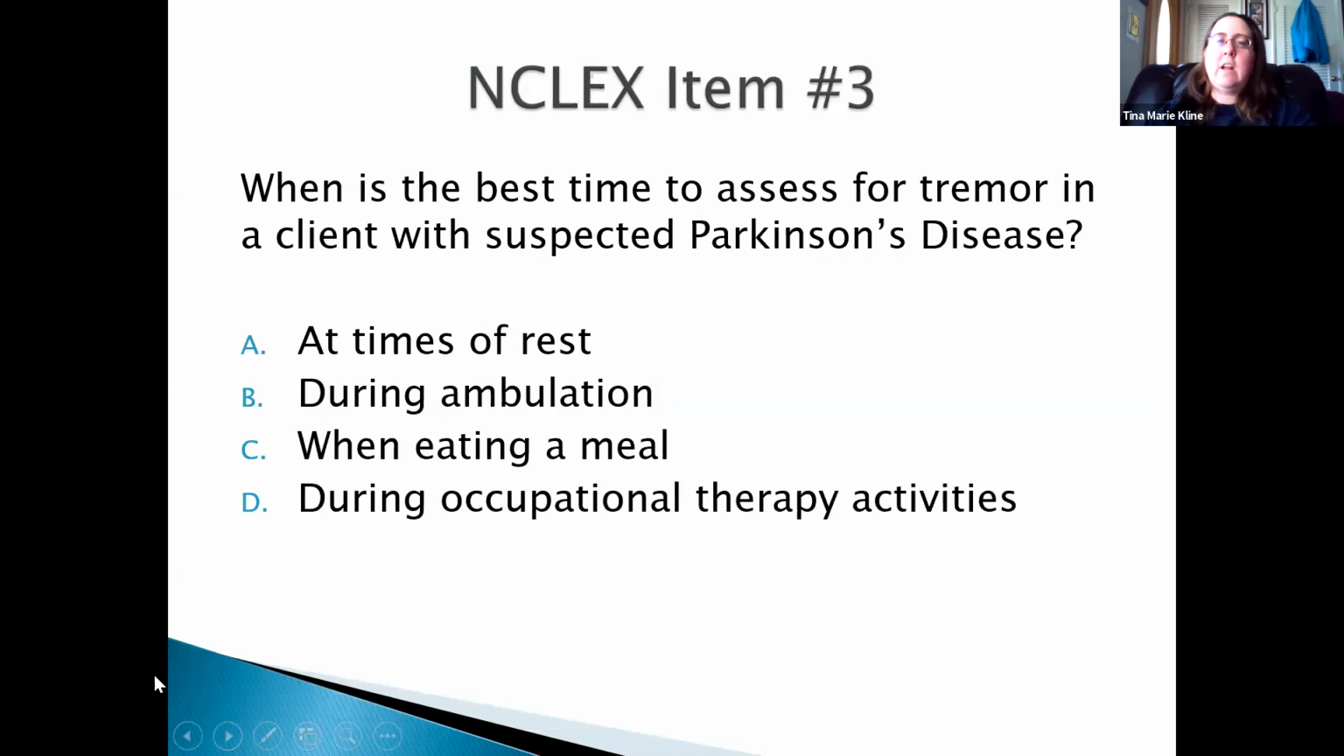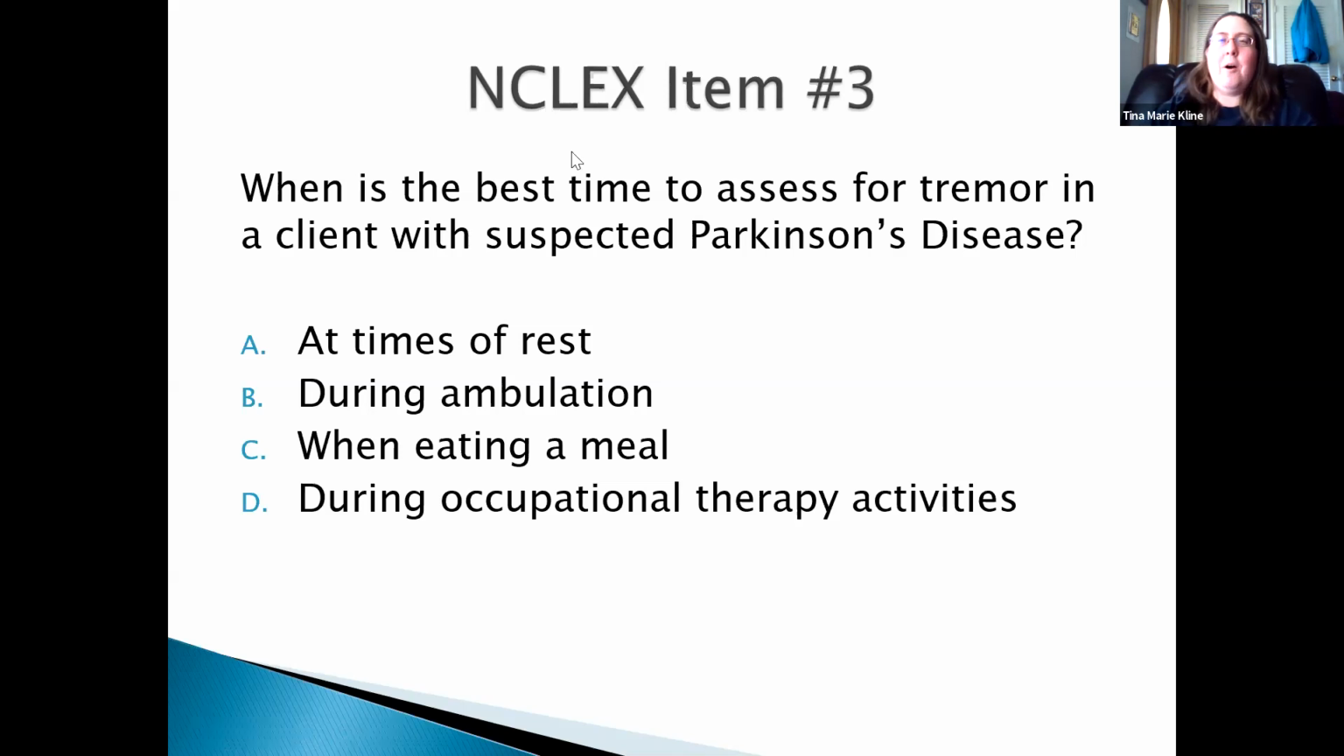Okay, so let's take a look. I have 2 NCLEX items related to Parkinson's. So when is the best time to assess for tremor in a client with suspected Parkinson's disease? You can go ahead and put your answers in there, and then I want you to stop and think what this question is asking. Do we know that they have Parkinson's for sure? No, it's suspected. So from that, do you think they're going to be late stage, or early stage? Let that help you answer the question.